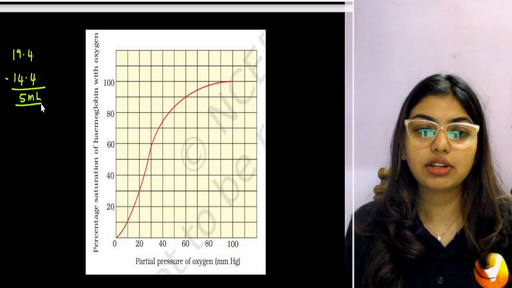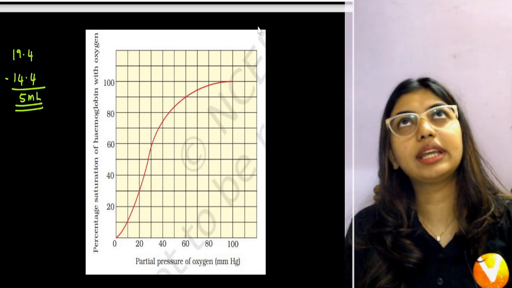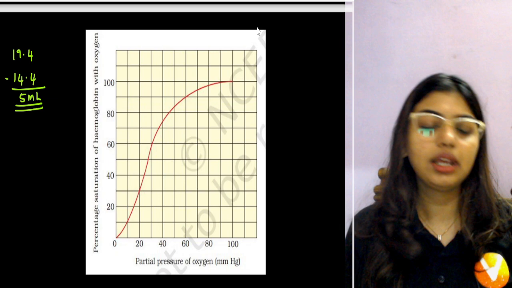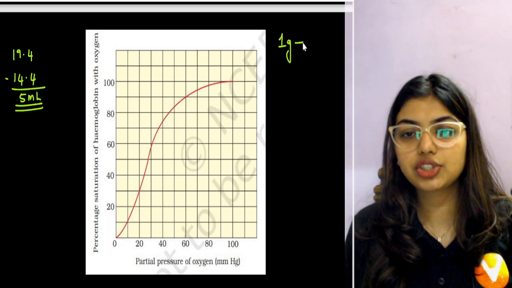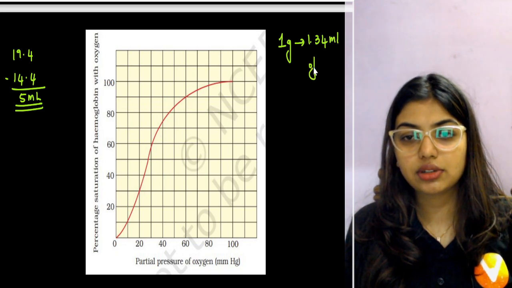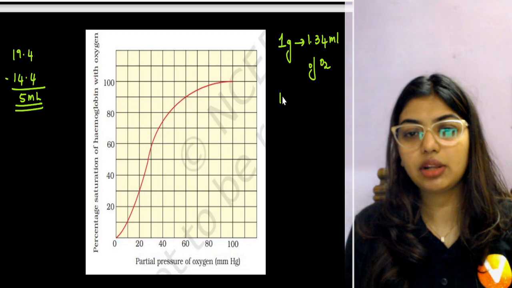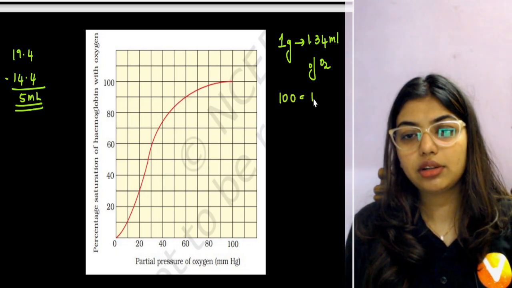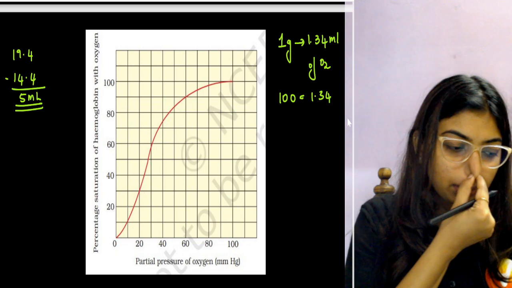We can do this calculation. And if we have to calculate for hemoglobin, we take that 1 gram of hemoglobin carries 1.34 ml of oxygen. So like this we usually do the calculation. For 100 ml, how much will it be? 1.34 into, you do it, and you get approximately how much, students?